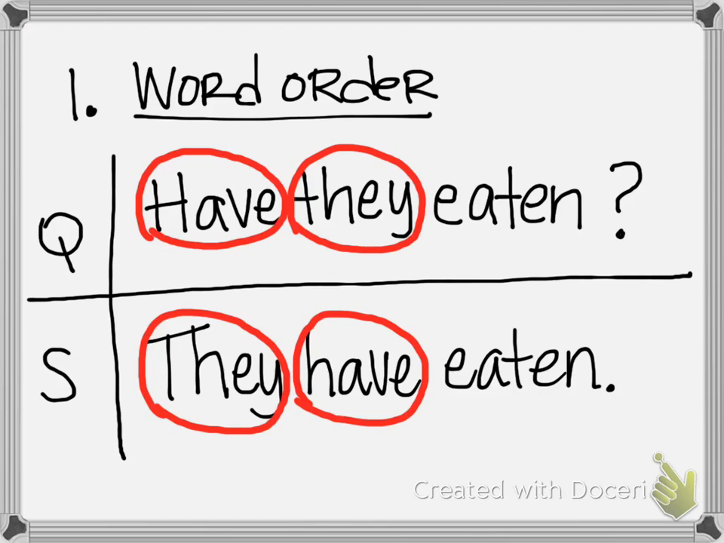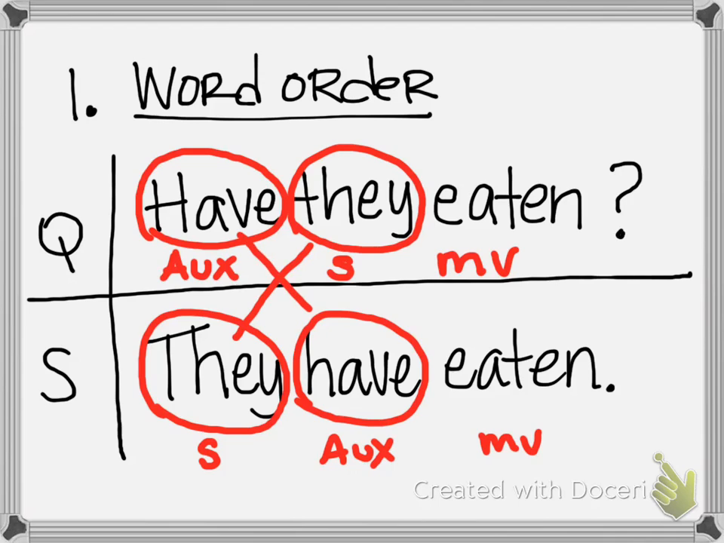Let's look at the different pieces. Have is your auxiliary or your helping verb. They is your subject, and eaten is your main verb in past participle form. In your statement, they is your subject, have is your auxiliary, and eaten is your main verb in past participle form. If you notice, your subject and auxiliary switch places to form a simple yes or no question.